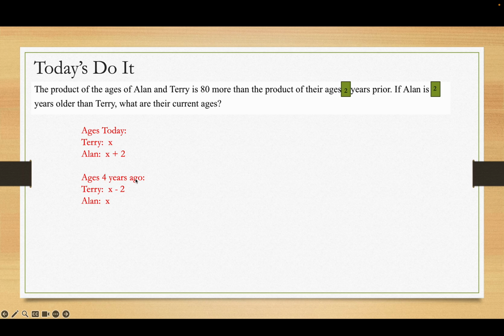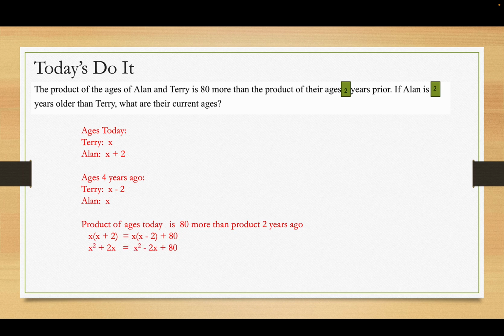Okay, so now, what do we know? We know that the product of the ages today, see where it says ages today, is 80 more than the product 2 years ago. It says 4, but that means 2. So the product of the ages today is X times X plus 2, and that's 80 more than 2 years ago, which is X times X minus 2. Distributing the x's, I get x squared plus 2x is equal to x squared minus 2x plus 80. Oh, look at that beautiful event. There's x squareds on both sides, so I can subtract them.